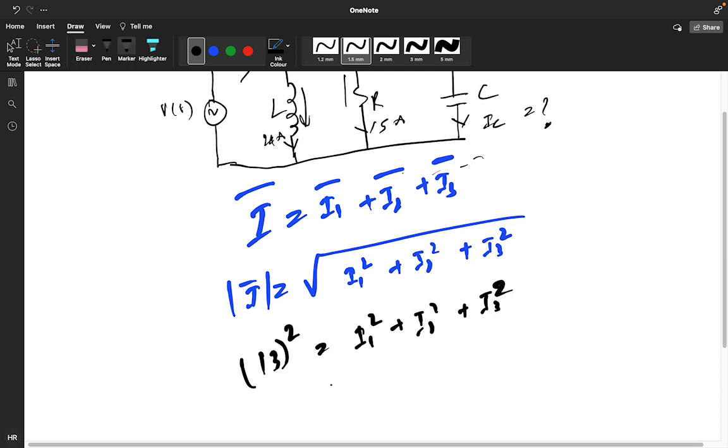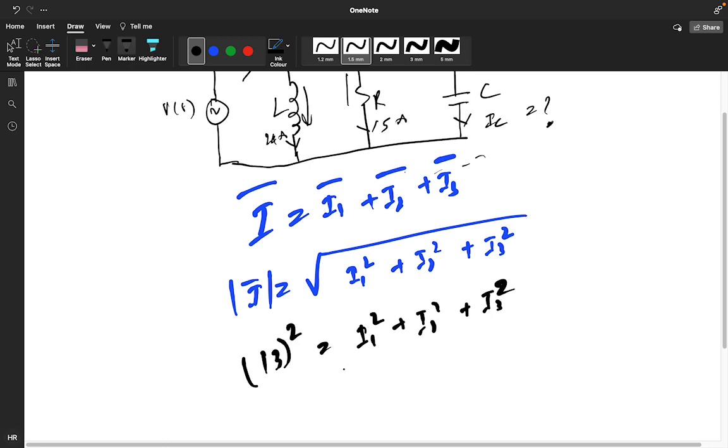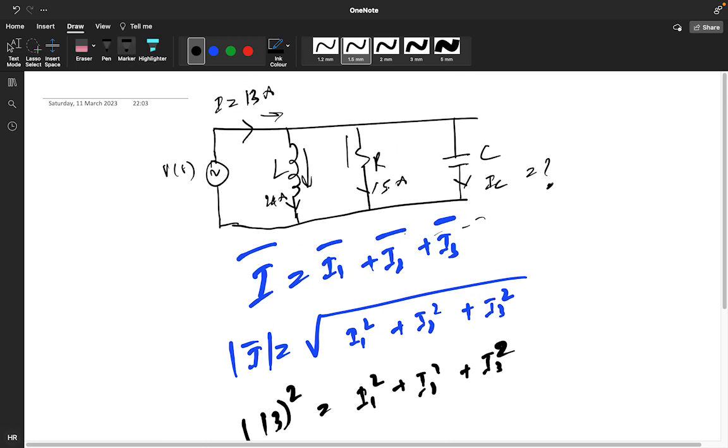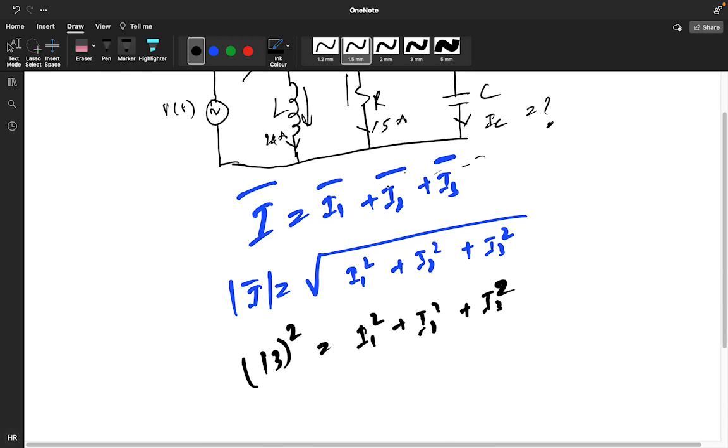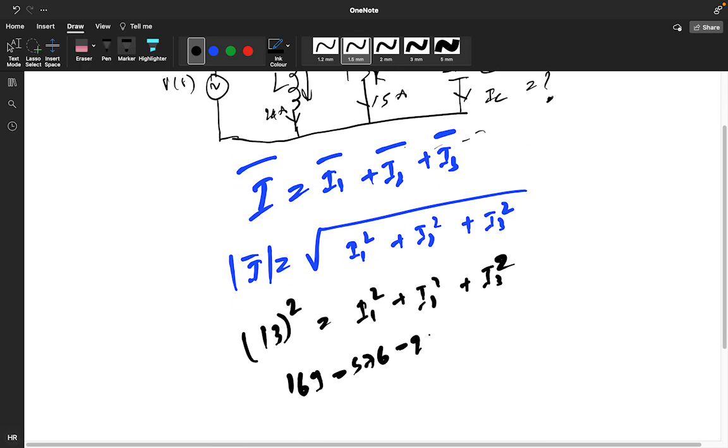So 169, right? 169, and what is the square of 24? 576. And what is the square of 5? 25. So do this and get the result. Means you have 169 minus I1, that is 576, minus 25, under root. It will give you the I3 value. So I3 value, what are you getting?